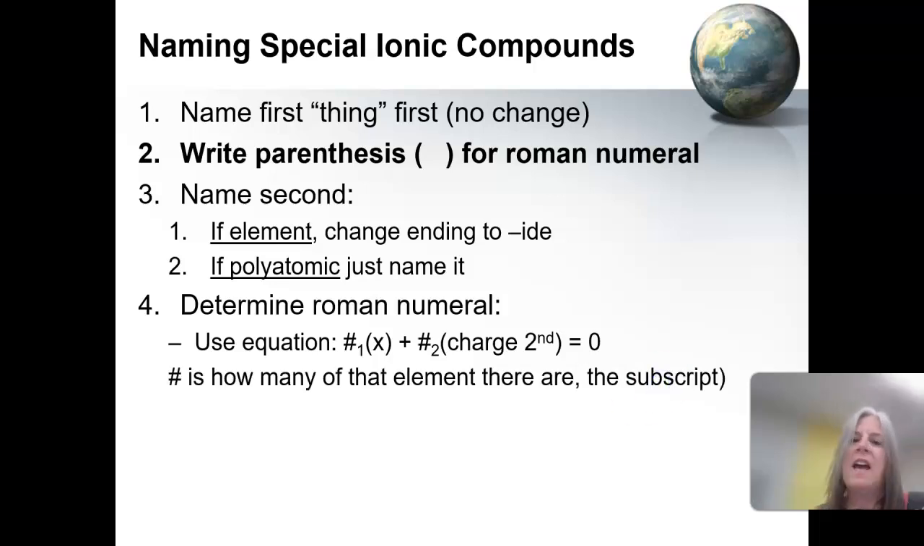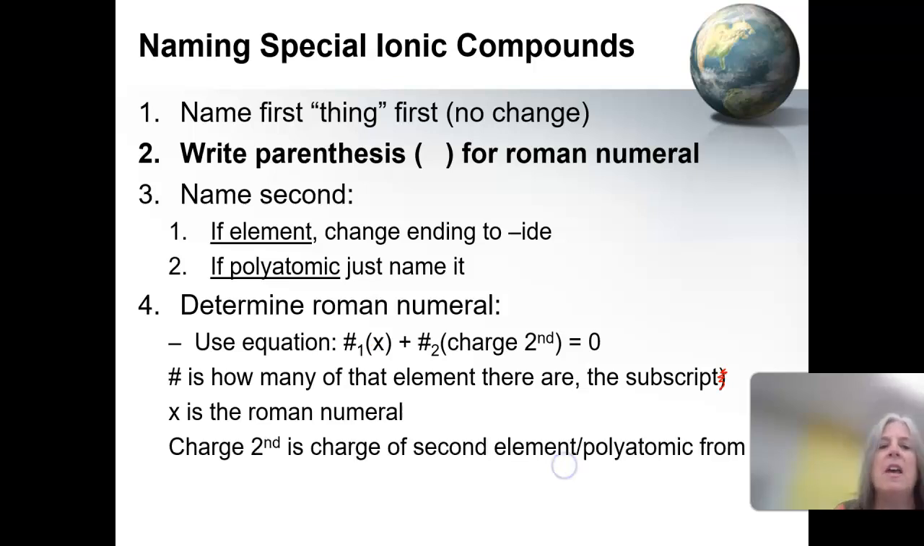So what that hashtag means is how many of that element there are. So that's the subscript. Hashtag is how many of the element there are. So #1 is how many of the first element you have in that formula. #2 then represents how many of that second element or polyatomic ion you have. X is going to be the Roman numeral. We're going to solve for X just like you do in a math equation.